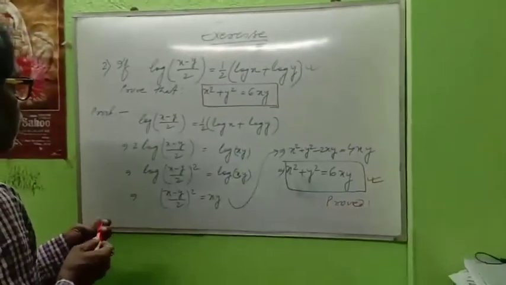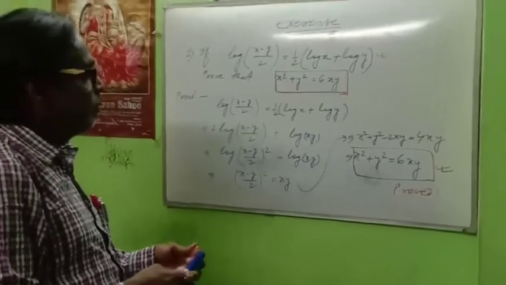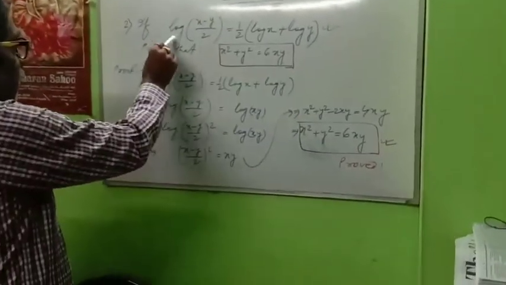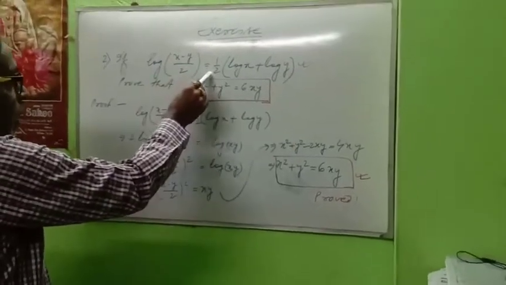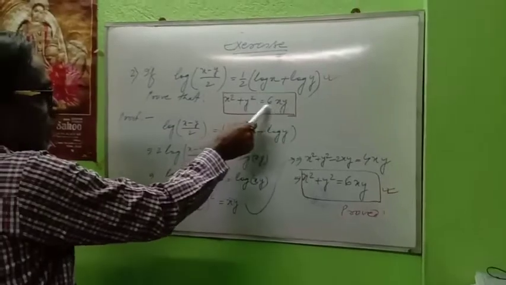And this is the last question for today. Next we will continue this chapter, solving more sums from the book exercise. Okay. In this question, given log (x minus y by 2) is equal to half (log x plus log y). It is given. Prove that x square plus y square is equal to 6xy.